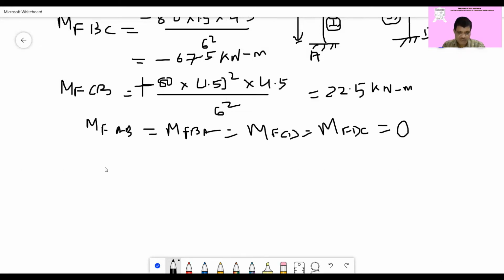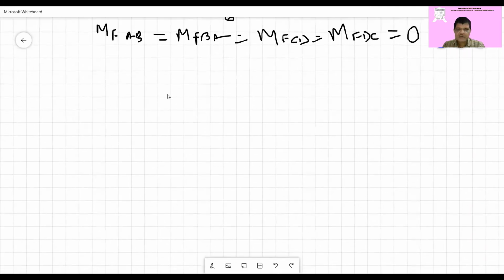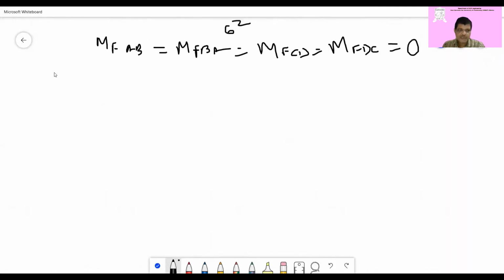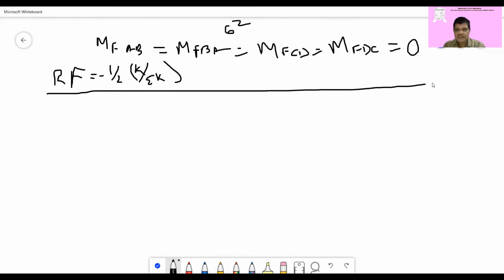Now, let us calculate. You have to now calculate two things. One, you have to calculate the rotation factor. Other, you have to calculate the displacement factor. So, two things you have to calculate. So, let us calculate first the rotation factor. So, first we'll calculate RF, rotation factor, that is minus K by sigma K. So this is already known to you, so I am just calculating a value.